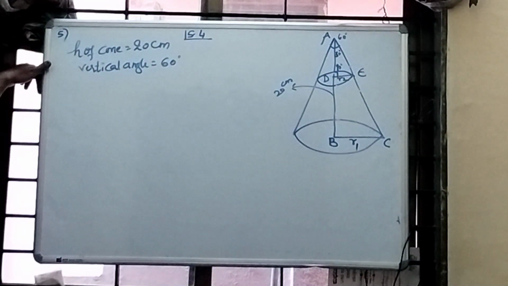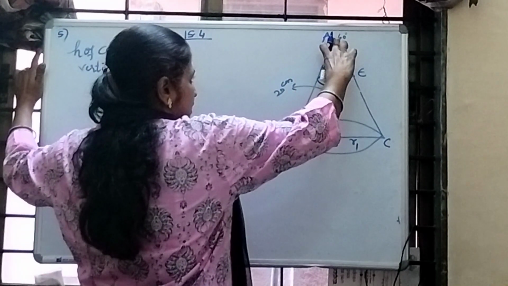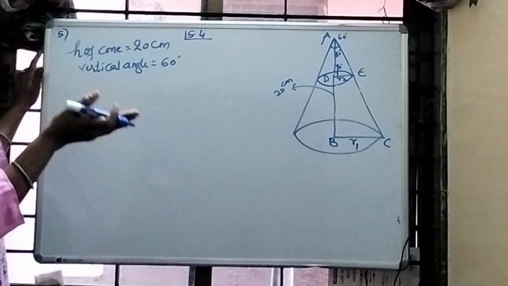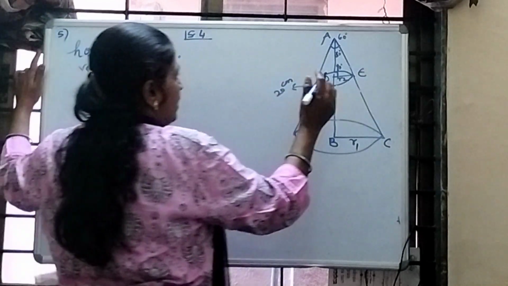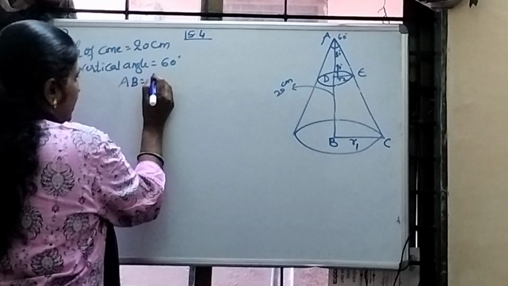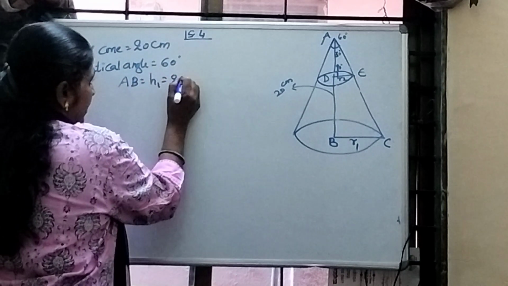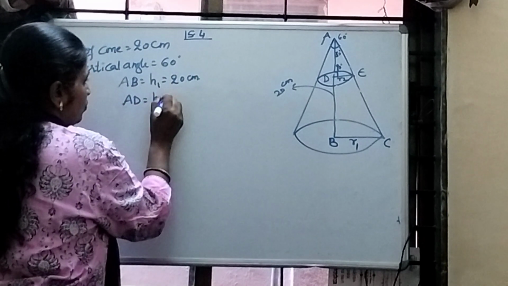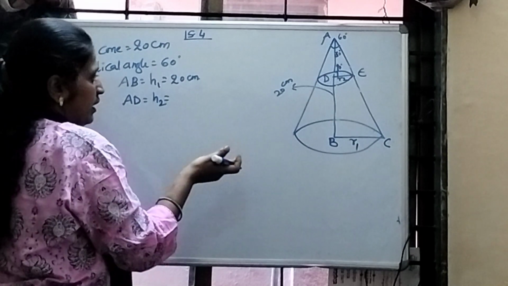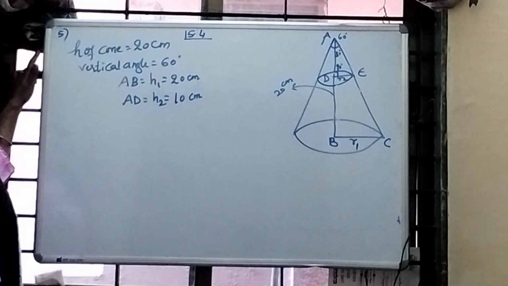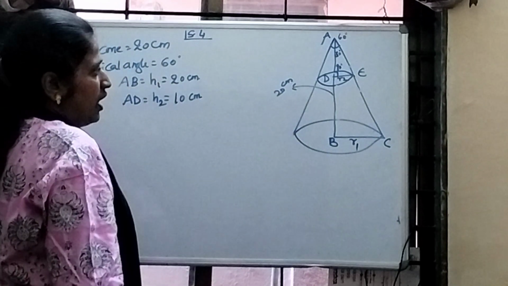So children, here R1 we don't know, R2 we don't know, but this height AD we know, because they have told that the cone is cut at the middle. If the height is 20, we'll call the complete AB as H1, that is 20 centimeters, and AD as H2. If it is cut in the middle, then it will become half, 10 centimeters. Now we need to find R2.